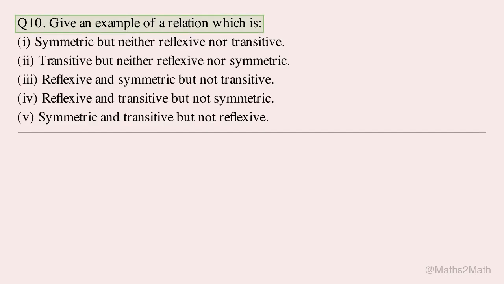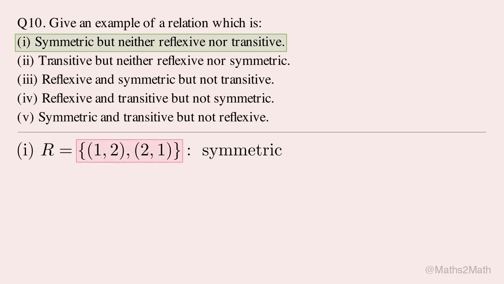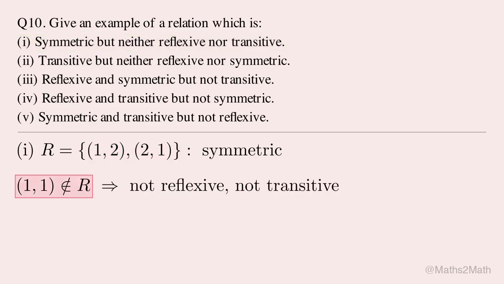Question 10. We must give an example of a relation for each of 5 combinations of properties: symmetric only, transitive only, reflexive and symmetric, reflexive and transitive, and symmetric and transitive. Part 1: on {1, 2, 3}, take just the two pairs (1, 2) and (2, 1). Symmetric by construction. (1, 1) is missing, so not reflexive, and the chain 1 to 2 to 1 has no (1, 1), so not transitive either.